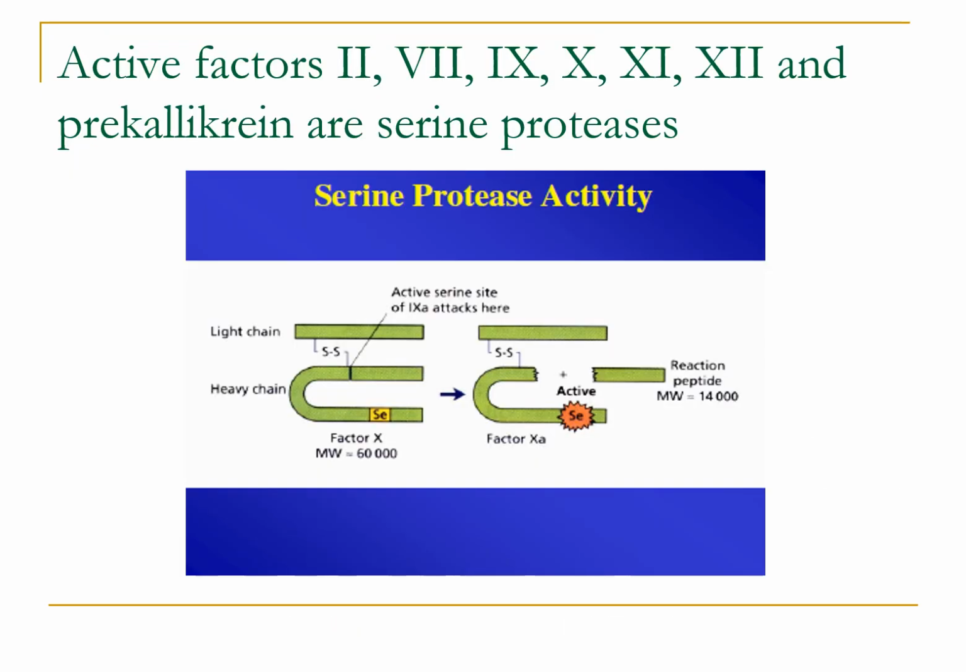What this slide is showing us is how the factors are activated, and the activation is done via prekallikrein and serine proteases. And in the slide here we have an example of the activation of factor 10 that is made of a light chain and a heavy chain, and how factor 9a activates it. It actually cuts a place in the heavy chain, and that leads to exposure of serine, and hence we have an active factor 10a that would then go activate other factors.